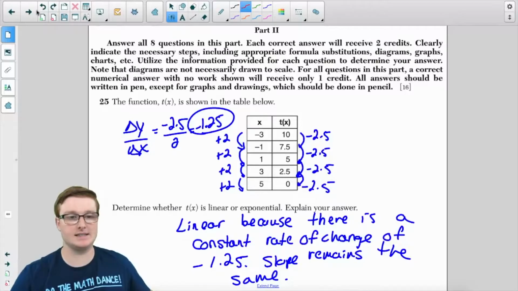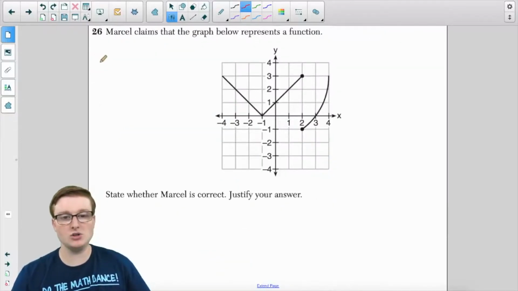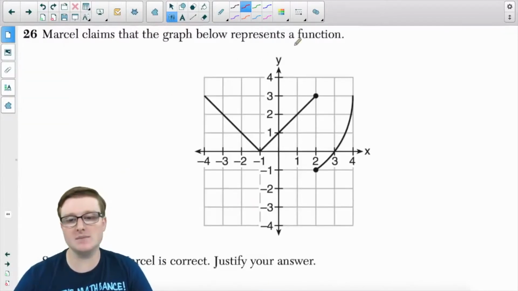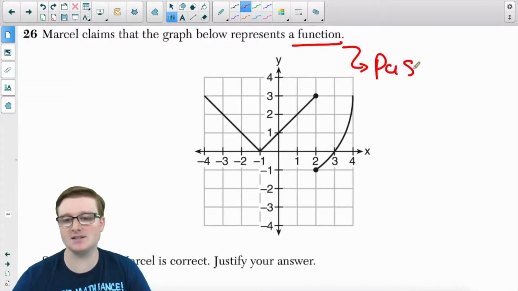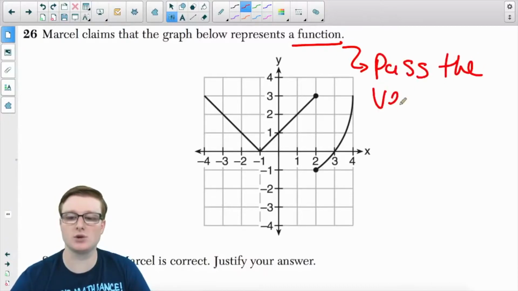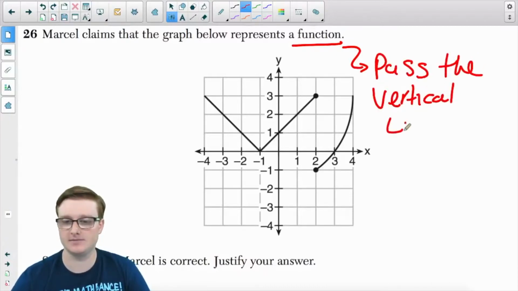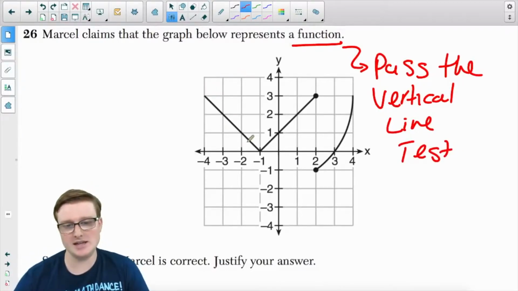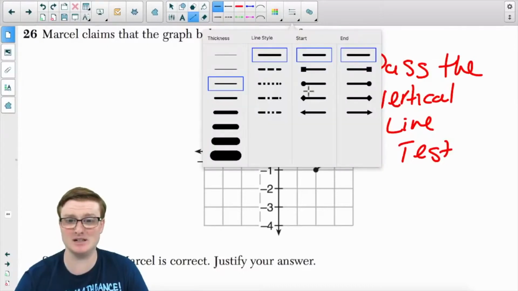Moving on to 26. Marshall claims that the graph below is a function. State whether Marshall is correct. Justify your answer. So in order for this to be a function, it has to pass the VLT, or the vertical line test. Does this graph do that? Well, let's see. Pass the vertical line test. I don't see any problems here, but then all of a sudden there's a jump. And also, I got a little bit of a problem here.